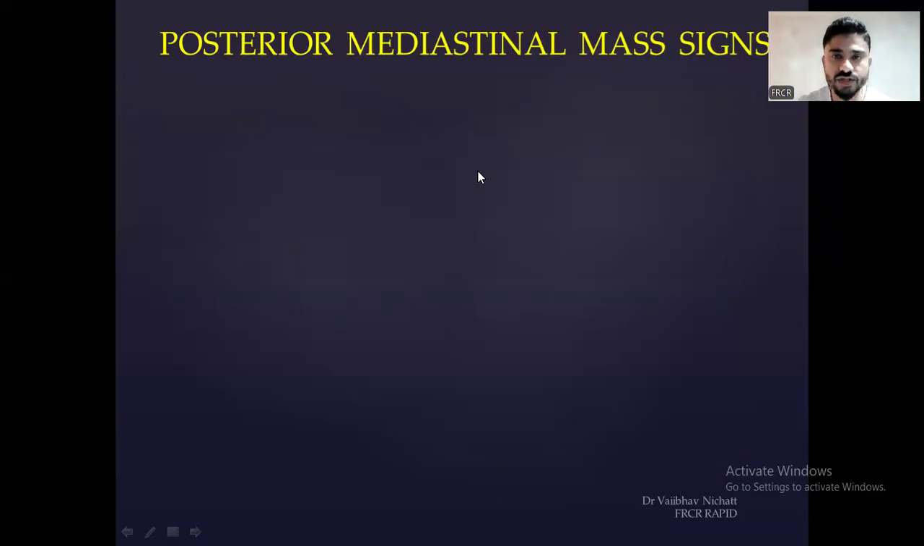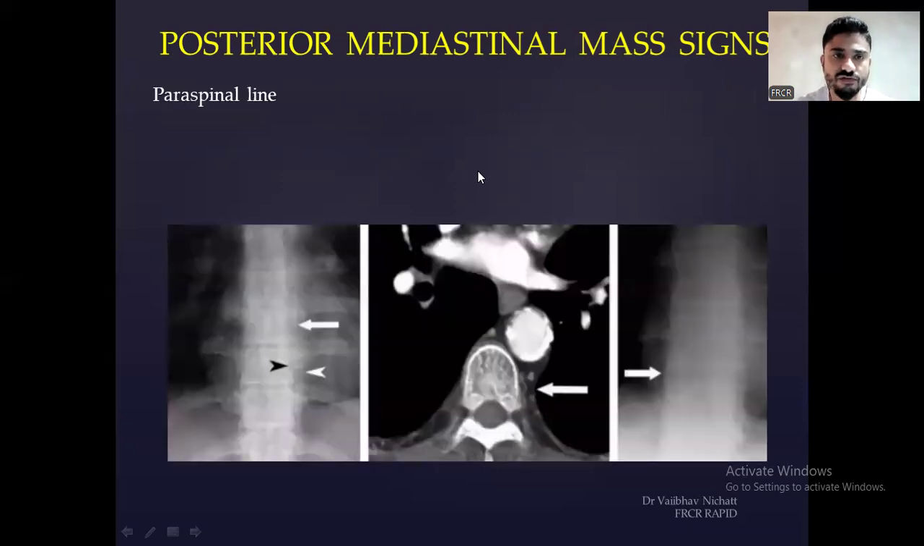Okay. Now coming to the posterior mediastinal mass signs. There are a few signs which will help you to localize a particular mediastinal mass into the posterior mediastinum, and these signs are the paraspinal line sign. Okay. So this is the paraspinal line.